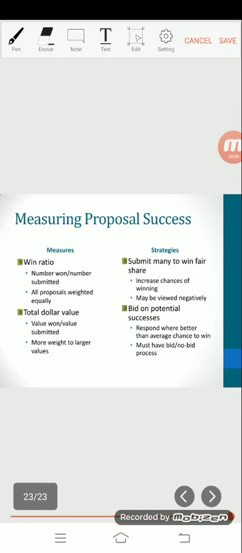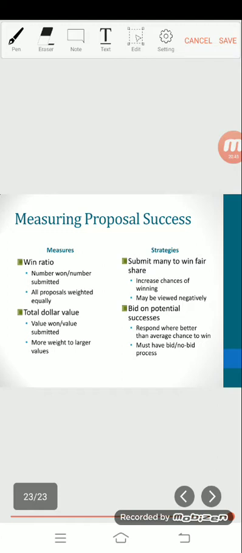Some contractors submit proposals in response to as many RFPs as they can with the hope that they will eventually win their fair share. Their philosophy is that if they don't submit a proposal, they don't have any chance to win. But by submitting more proposals, they increase their chances of winning more contracts.